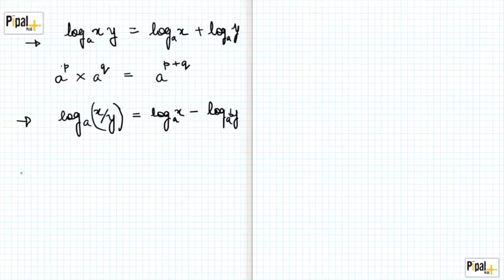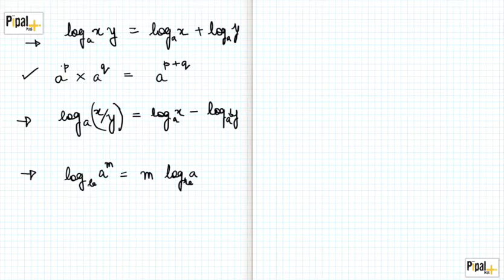The next property of logs says that if you have a logarithm of the form, let's say this time, log base b of a to the power m, then this is equal to m times log of a to the same base b. So actually, this can be derived from exactly this property.